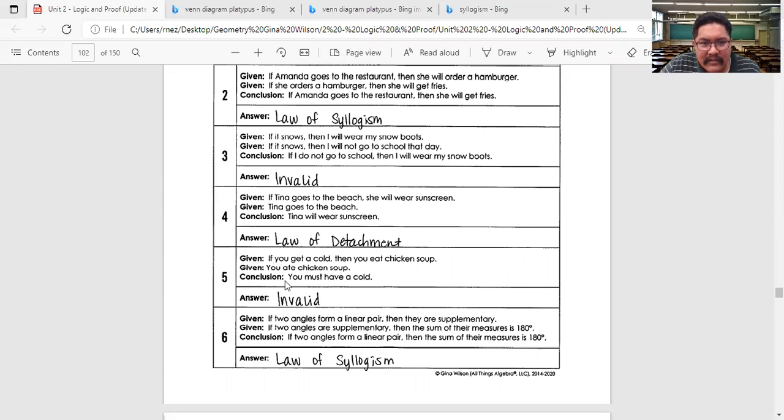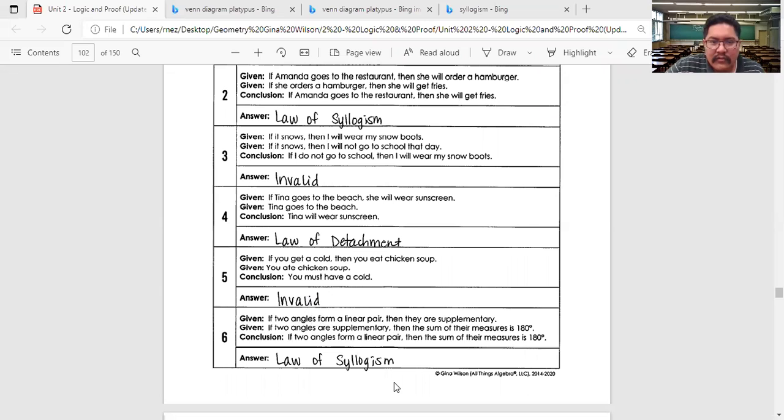If it said, given that you have a cold, then you will eat chicken soup, and you reverse those second two statements, then it will work out. But again, switching statements or negating statements doesn't work, or not putting them in the right order. So those are some ways that you can get them to be invalidated. So in this case, this rule does not work.